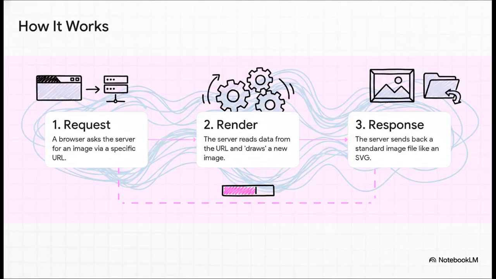And how does it work? Well, it's basically this little three-step dance. First, your browser makes the request. It asks for the image using that special URL. Step 2, the server gets the request, reads all the data in the URL, and draws a brand new image. And finally, step 3, it just sends that image back to you, just like it would with any other JPEG or PNG. To your browser, it's just a normal picture.